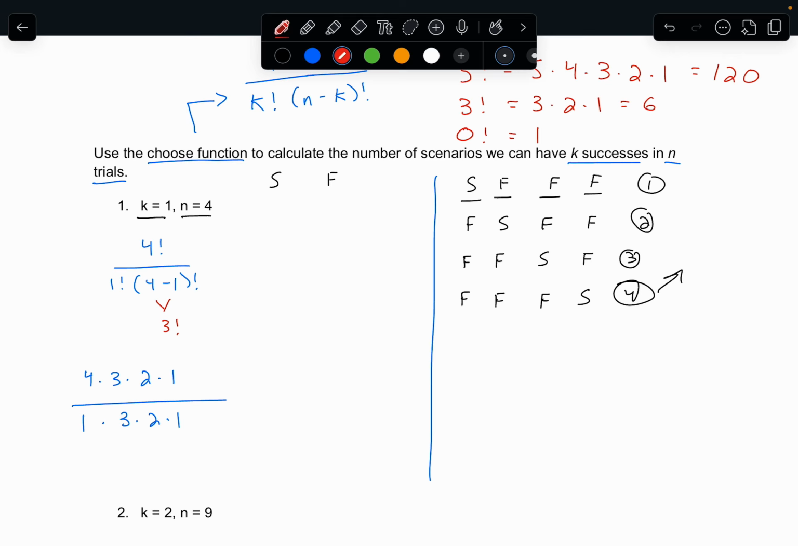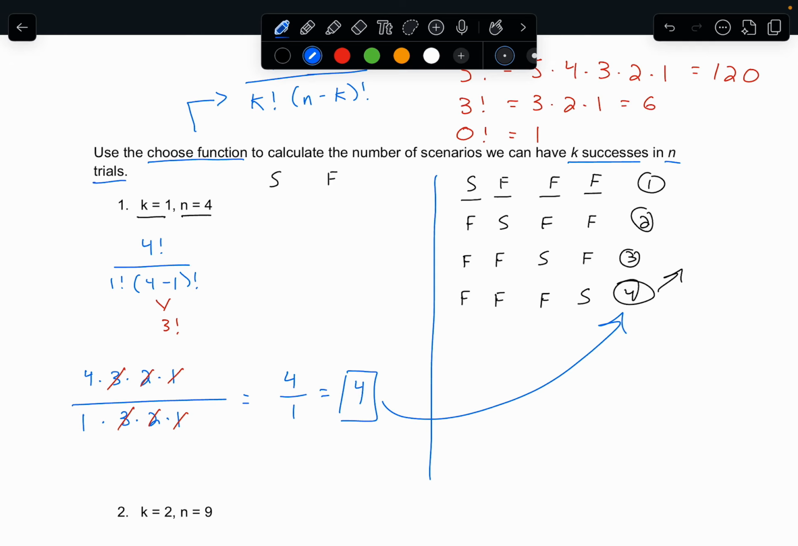What I should notice is that I have a series of numbers that appears in both my numerator and my denominator. In this case, 3 times 2 times 1 and 3 times 2 times 1. Because that number appears in both my numerator and my denominator, I can go ahead and cancel it out. So I can cancel these 3's because 3 divided by 3 is 1. I can cancel the 2's, and in this case, I can cancel the 1's. All that I'm left with in this particular case is 4 over 1, which is 4. There's my answer, and that is exactly what we said. There were 4 distinct ways that I could arrange that one success in 4 trials.